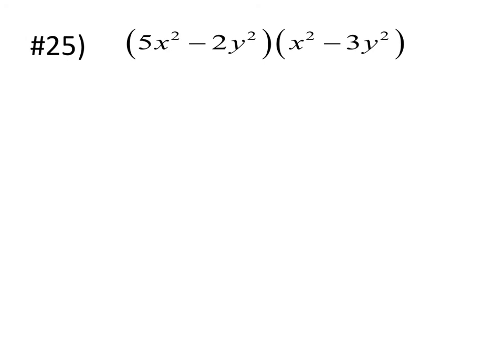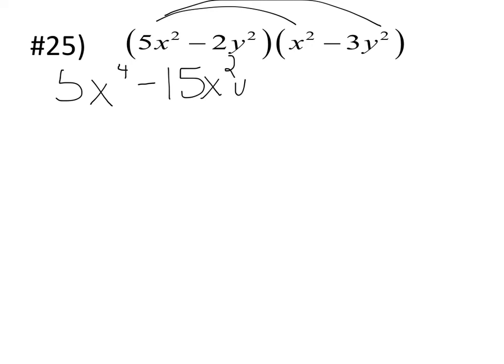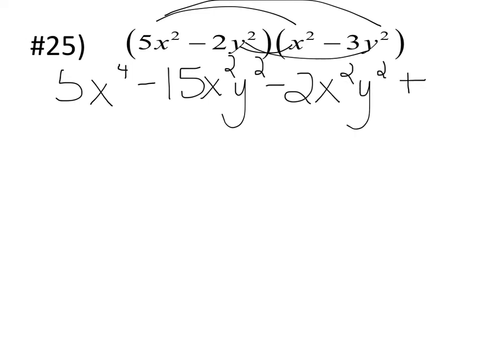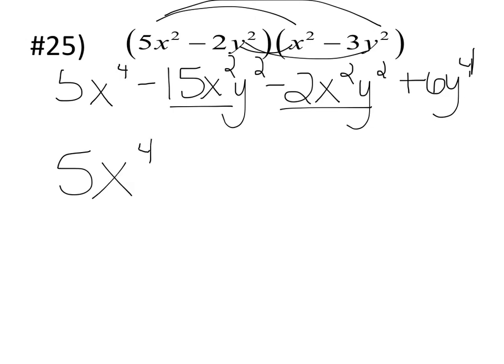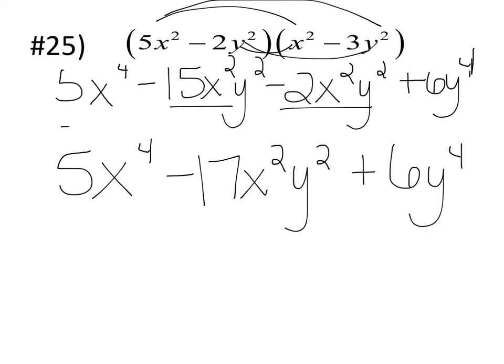And then for number 25, it's actually not a difference of squares because they're not the same thing, so we're going to have to distribute the 5x squared to both pieces, which would give me 5x to the 4th, and then negative 15x squared y squared, and then distribute the negative 2y to both pieces, which is going to give me negative 2x squared y squared, and then positive 6y to the 4th. Going to combine your middle terms again. So you're going to get 5x to the 4th, negative 15x squared y squared minus 2x squared y squared is negative 17x squared y squared. Bring down your plus 6y to the 4th, and you are done.